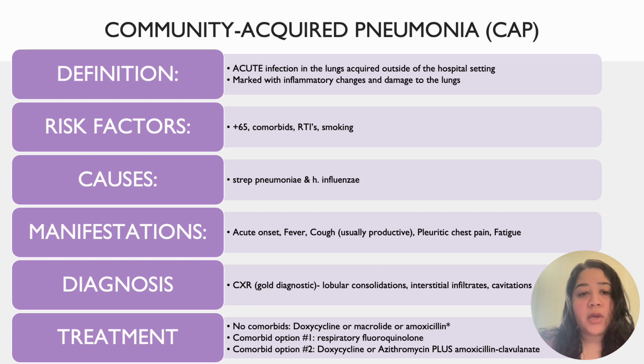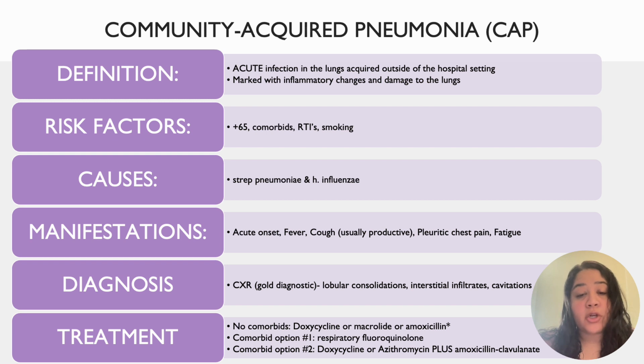Community-acquired pneumonia is an acute infection of the lungs acquired outside of a hospital setting, and that's the key word, outside of a hospital setting. It's marked with inflammatory changes and damages to the lungs. Risk factors include being older in age, 65 plus, comorbidities, respiratory tract infections, and of course smoking. Causes, the two main causes will include strep pneumo and H influenza. And the manifestations will be acute in nature. So acute onset, fever, cough, usually productive in nature, pleuritic chest pain, and of course fatigue.